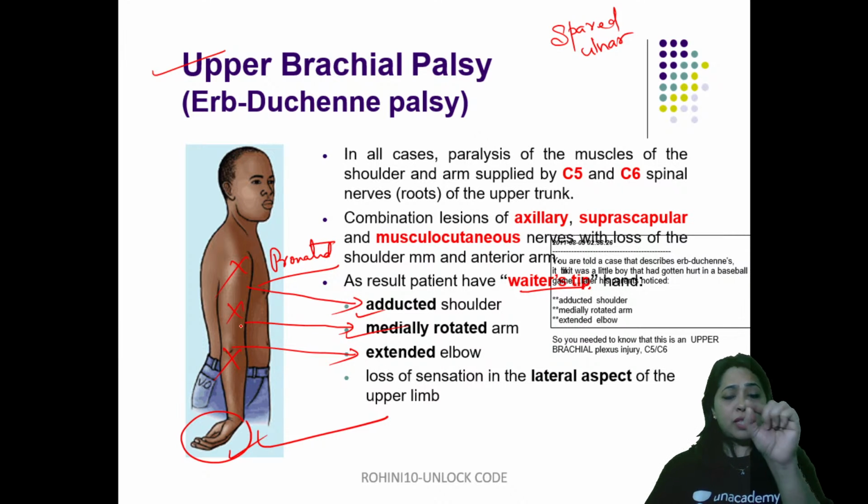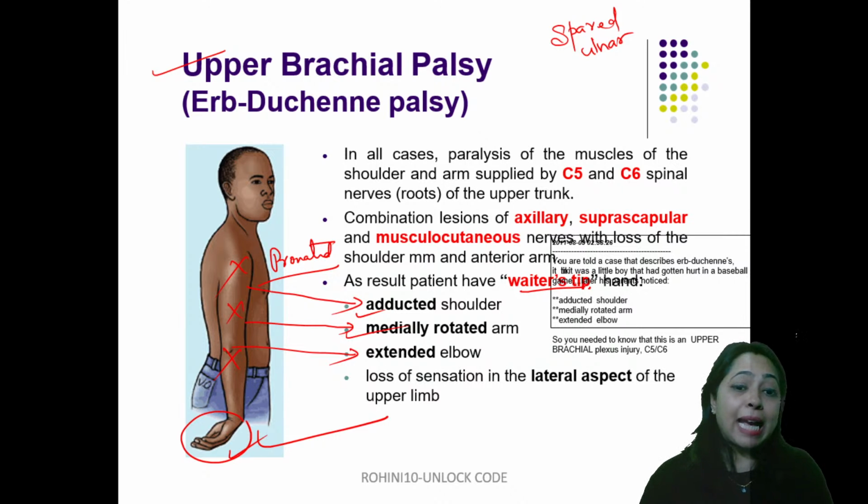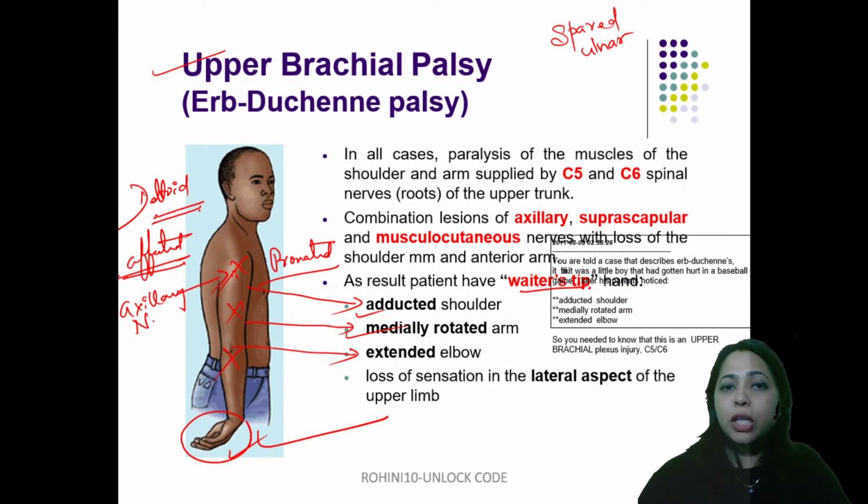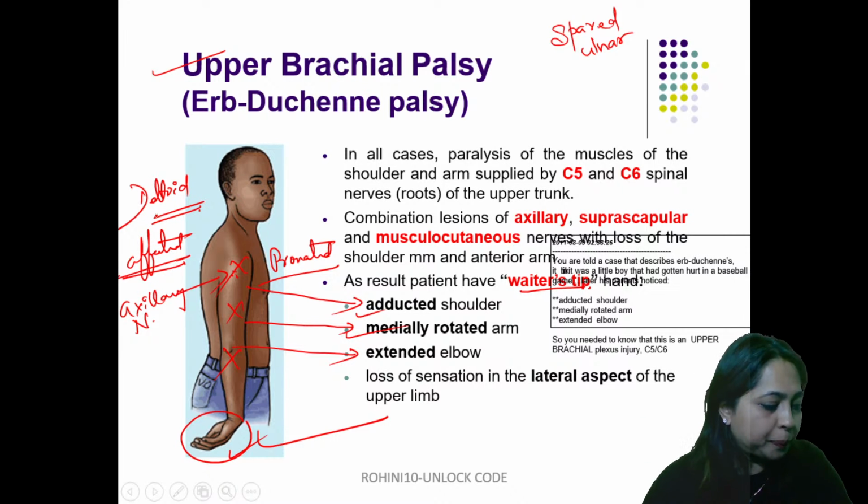There is also loss of sensation on the lateral aspect of the upper limb because of the musculocutaneous nerve and axillary nerve being affected. Axillary nerve supplies this region and that is the affected one. The main thing that is affected is deltoid. So deltoid does abduction and that is what is not happening here.